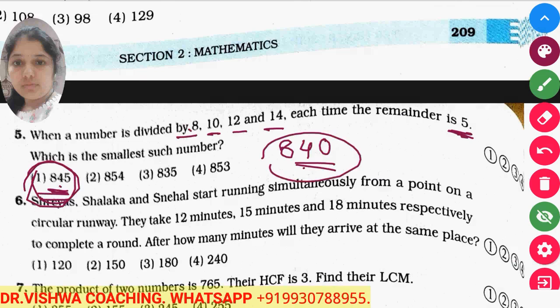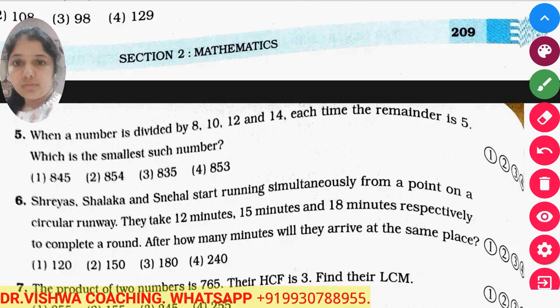Now 840 is divisible by 8. It is divisible by 10 as it has 0 at unit place. 12 sevens are 84, so it is divisible by 12 also. And 14 6s are 84, so it is divisible by 14 also. So this is your answer. No need to go by lengthy procedure, just use your brain.